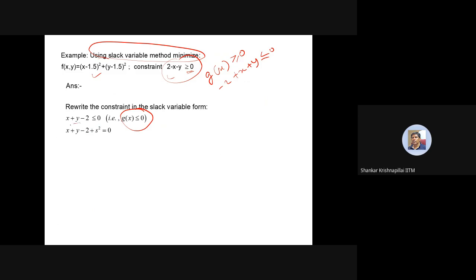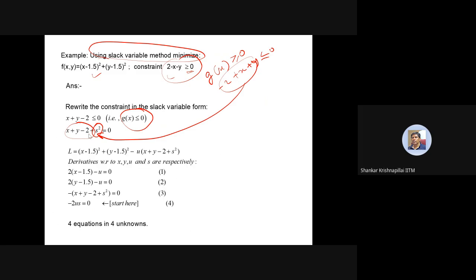So that is the same thing shown here, plus s squared, the slack variable, equal to 0. So this is the Lagrangian for the inequality constraint. Here you have the original objective function, and the term u for the inequality constraint instead of v or nu. Then this is our h of x, y plus s squared. So this is the Lagrangian for the inequality constraint.